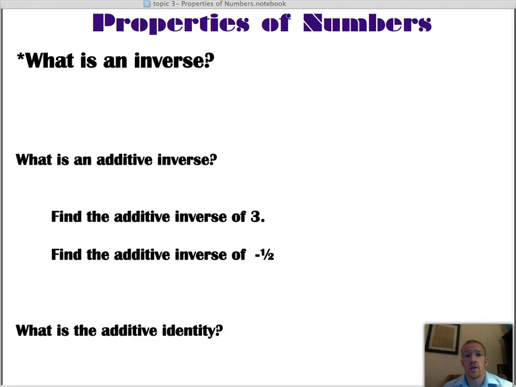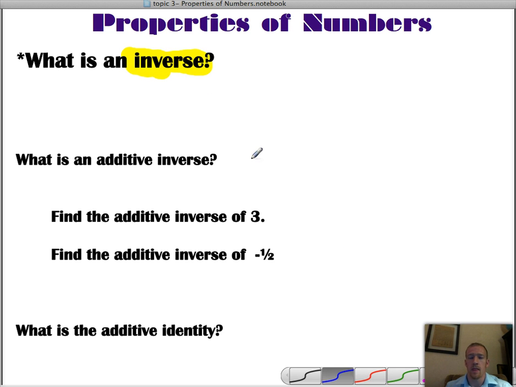Hi guys. So this first question is a very important topic in mathematics. In fact, we'll be revisiting it many times throughout the year. What is an inverse? So inverses are really an important idea. Basically, think of an inverse as something that undoes something else.